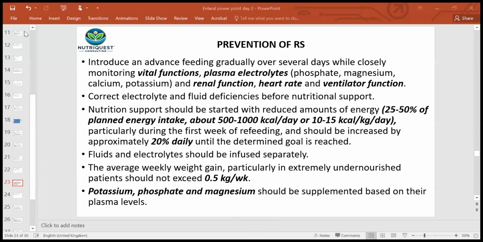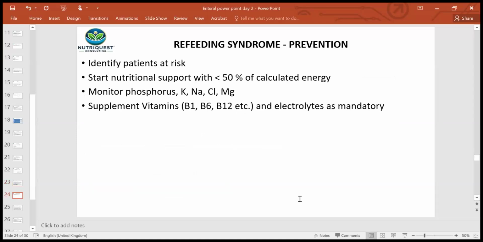Please don't push that patient to have more problem, please. So make sure that you go slow. Don't be overambitious in terms of weight gain, because if they gain the weight so fast, that will have a problem. Then potassium, phosphate, and magnesium should be supplemented based on their plasma levels, so after lab test.